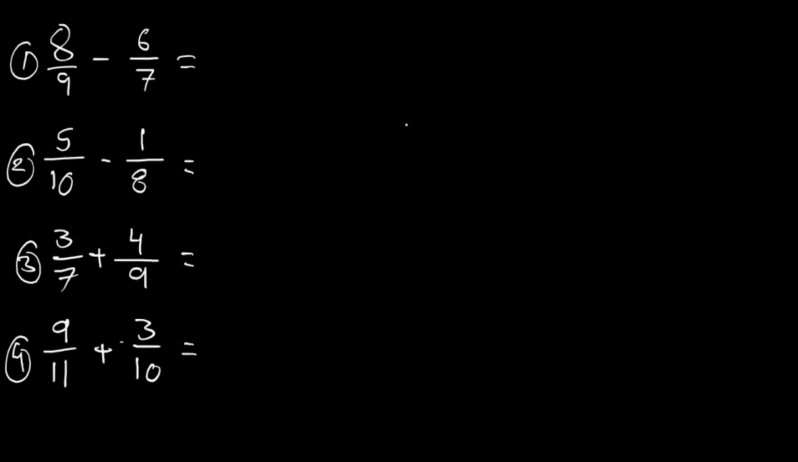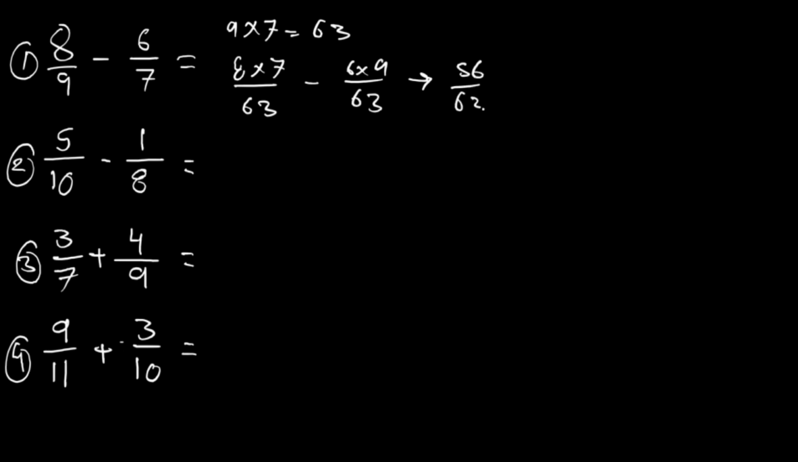Here are some more subtraction and addition questions. Pause the video and try to do these on your own. So 8 over 9, 9 times 7 is 63. So use that as your common denominator. So 8 times 7 over 63 minus 6 times 9 over 63. That would give you 56 over 63 minus 54 over 63, which is 2 over 63.